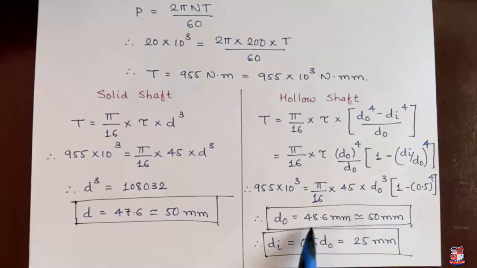And from the ratio, we can find out inner diameter di as 0.5 times do, so it will be 25 mm.